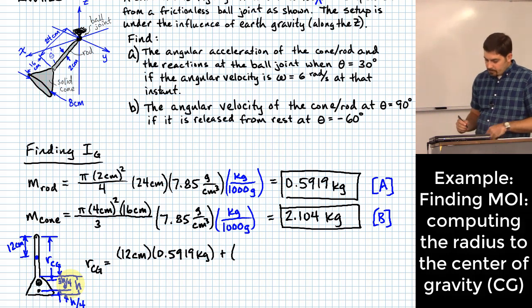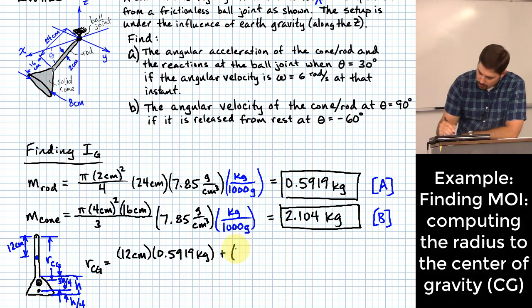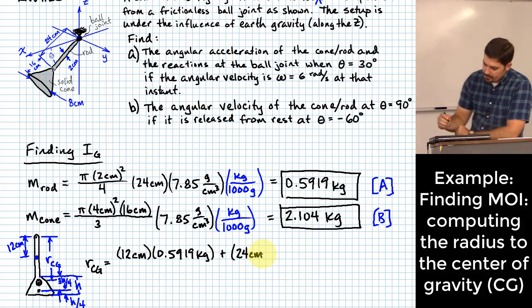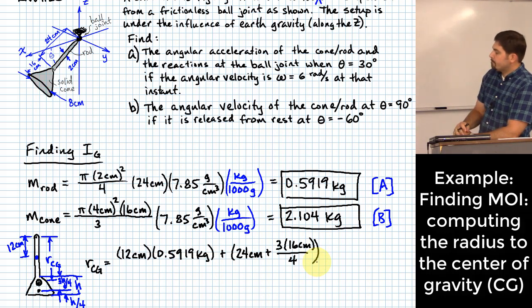Okay. So what I'm going to say here then is that the radius to that location is going to be equal to 24 centimeters, because we have to account for the entire length of the rod, plus 3 times 16 centimeters, which is the height of the cone, over 4. All right, that's how you get from the point where we're measuring relative to for r sub cg down to the location of the center of gravity of the cone part of it.